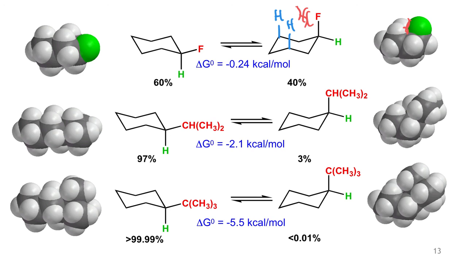The ratio of the two conformers is the equatorial fluorine is 60% of the mixture. The axial is that. So if we go back to our graph and we look that up, that's only about 1/4 of a kilocalorie per mole difference.